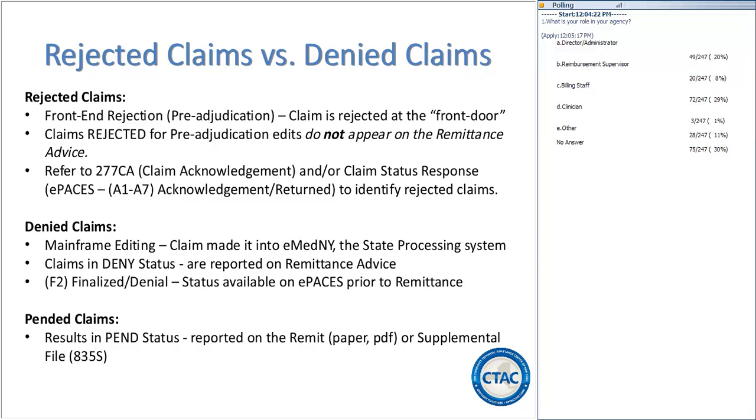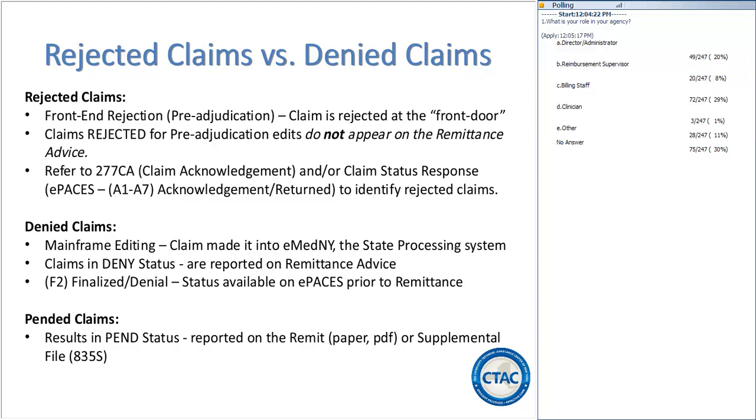So if a claim is rejected for one of these pre-adjudication edits, it's not going to appear on a remittance statement. Okay, and it's very important that you understand that. So if somebody says to me, gee, Rita, I billed you 3 months ago and I still haven't seen anything on my remit. What are you doing with my claim? I have to say, go back and take a look at your files that tell whether something was rejected or not. And that file is the 277 CA, the claim acknowledgement file.